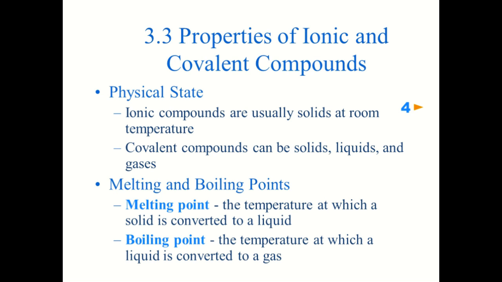Okay? So now if we look at these properties of ionic and covalent compounds, the physical state of an ionic compound, they are usually solids at room temperature. Okay, covalent compounds can be solids, liquids, or gases. They could be any of them. Melting and boiling points. These are astounding.